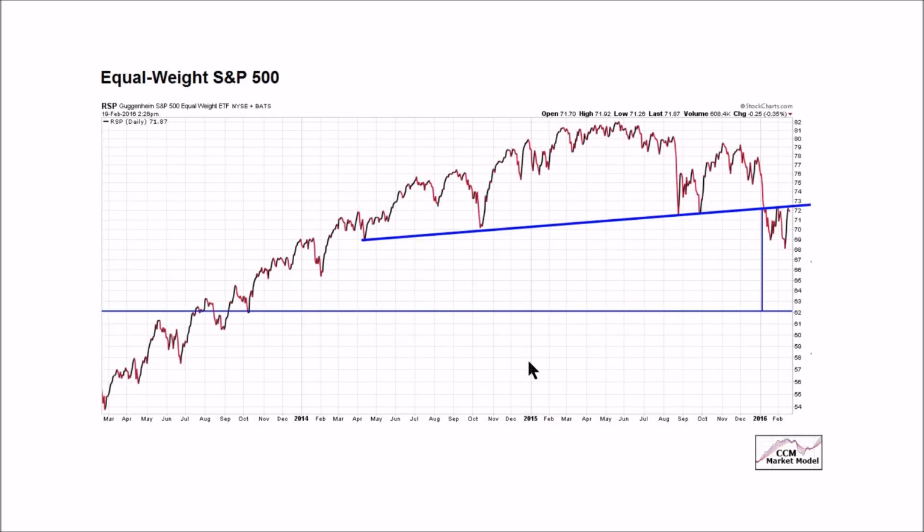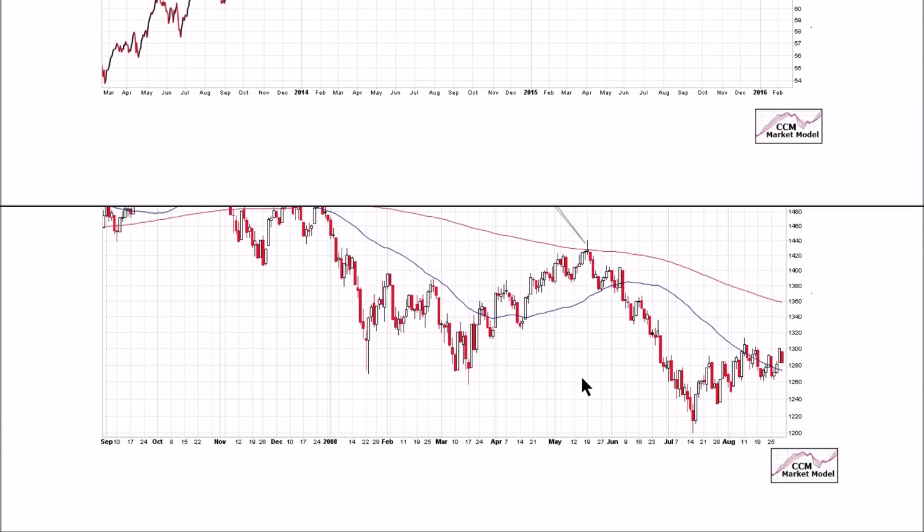Equal weight S&P 500 ETF RSP daily. What once was support may now act as resistance. So far, it has acted as resistance, and we'll keep an open mind about what happens next week.